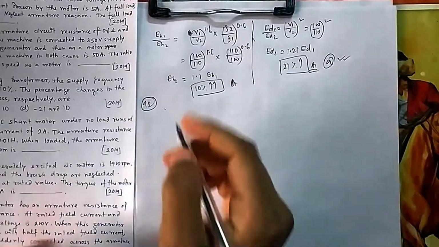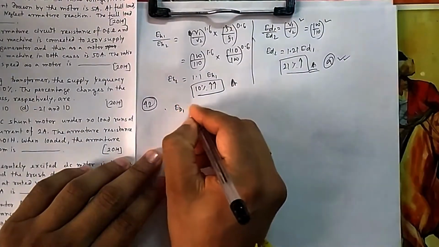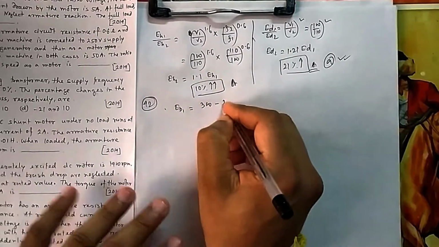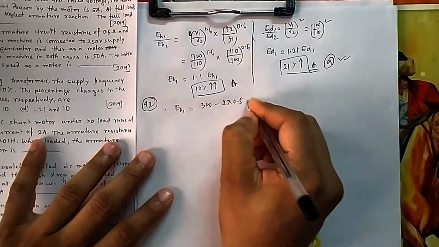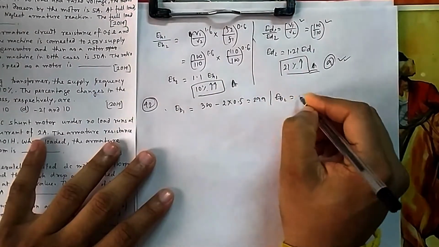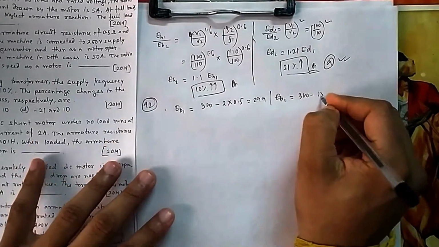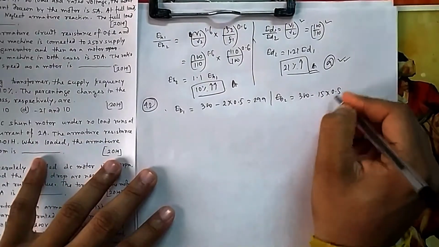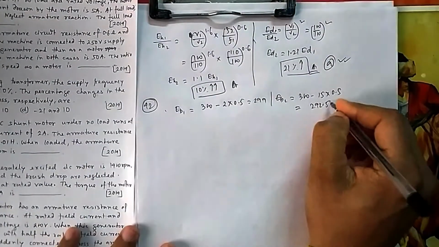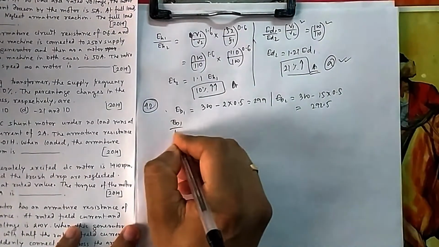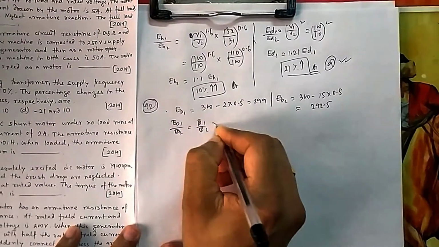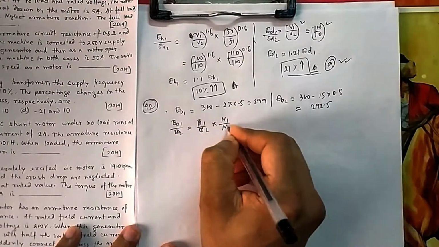So you can calculate the EB1. EB1 is 300 minus 2 ampere into armature resistance 0.5, that is 299. Now what will be EB2? Now the motor is drawing 15 ampere current, so EB2 is 292.5. Once you know these things, you can easily calculate your speed, because you know EB1 by EB2 is equal to phi1 by phi2 into N1 by N2.